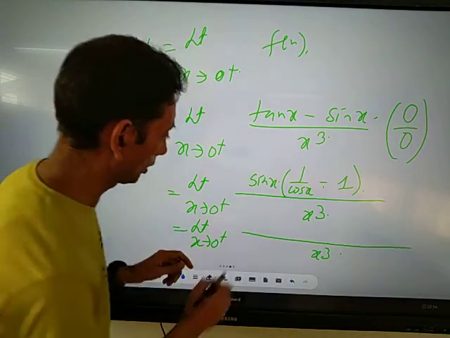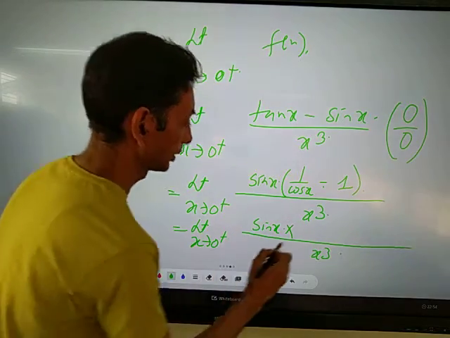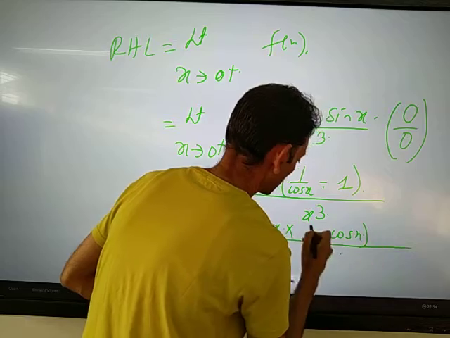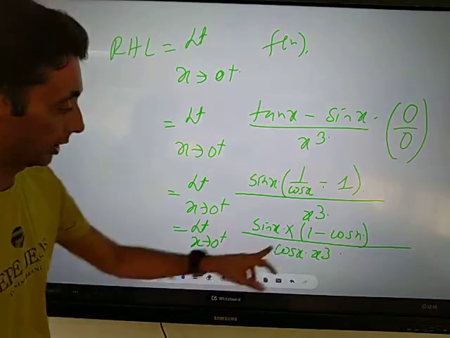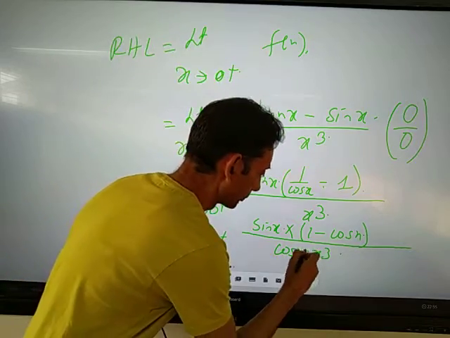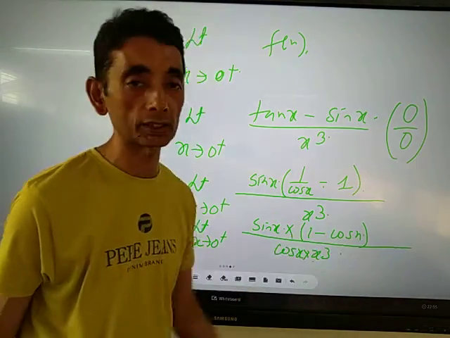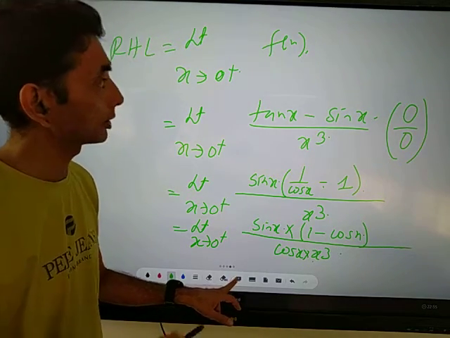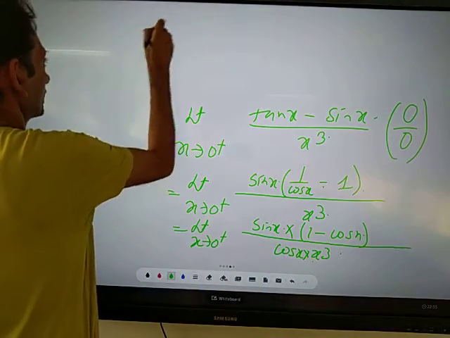Now, sin x. If we take the LCM, this gives us 1 minus cos x in the numerator, and cos x into x cube in the denominator, so sin x into (1 minus cos x) upon cos x into x cube. Now let us further simplify. We can write the next steps like that.